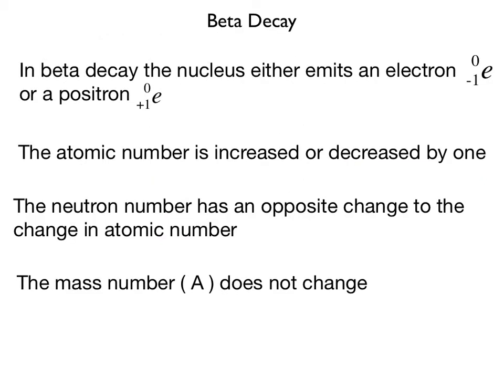Let's take a look at beta decay. There are 2 types of beta decay. In beta decay, the nucleus either emits an electron or it emits a positron. Remember, a positron is just like an electron, has the same mass, same properties, except it's positive. And when that happens, the atomic number is increased or decreased by 1. When we look at the equation in a minute, that'll make sense. The neutron number has an opposite change to the change in atomic number, and again, we'll see why in a moment. And the mass number does not change in a beta decay.